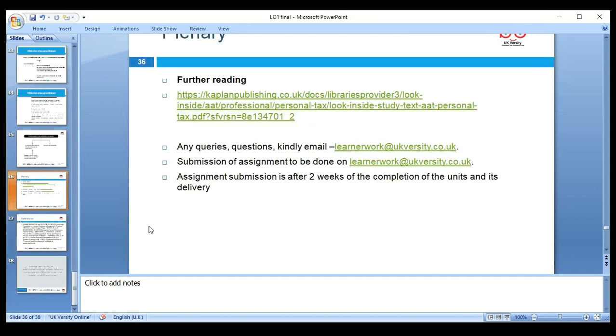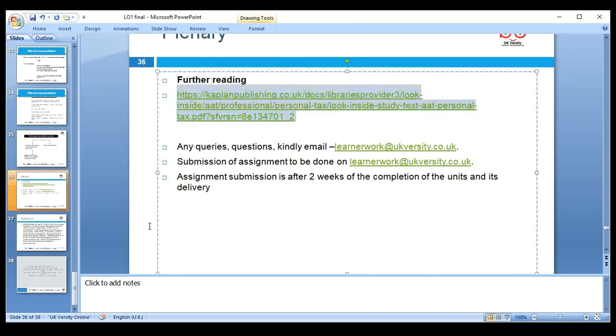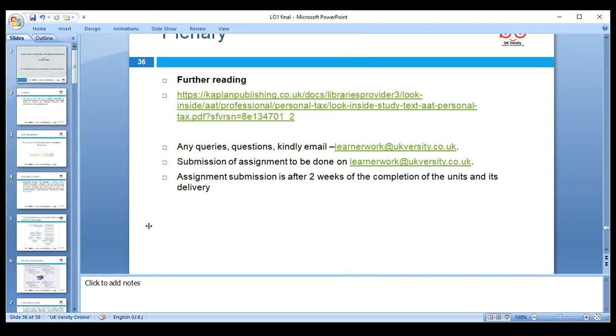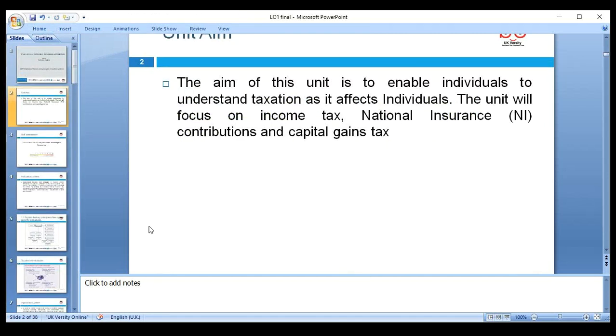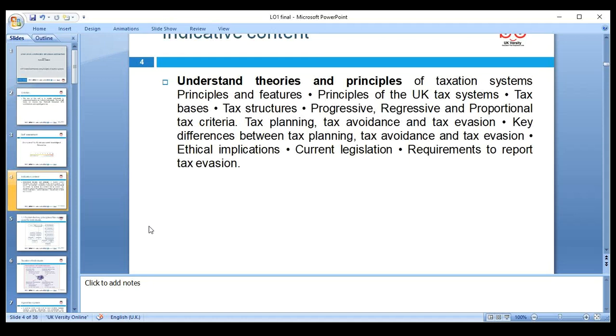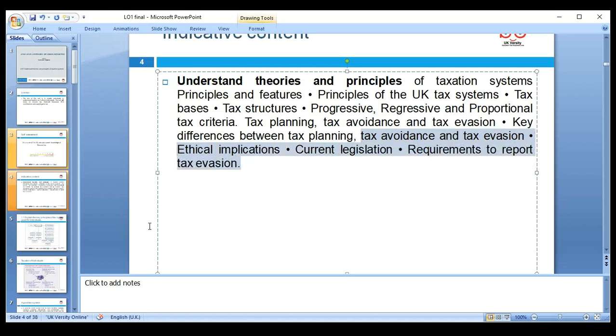That's the key, and I copied the link for you for further reading. We have a publisher called Kaplan. They have a lot of good resources. Okay, anybody, any question? Let's recap. Today's lesson we discussed the UK tax system and the rules. That's learning outcome 1. We discussed tax avoidance, ethical implications, current legislation, and these requirements. We also discussed the limits according to the Act, which is Finance Act 2020.